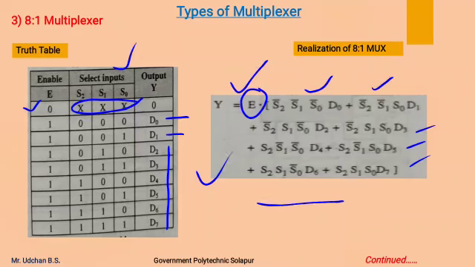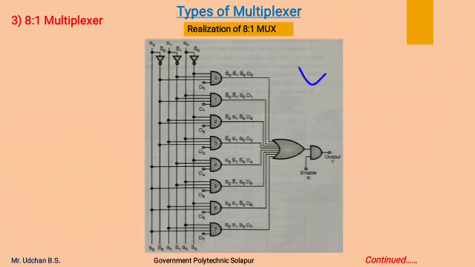Using this output equation, we can draw a logic diagram of 8:1 multiplexer, which will give outputs with respect to status of select line and data lines.